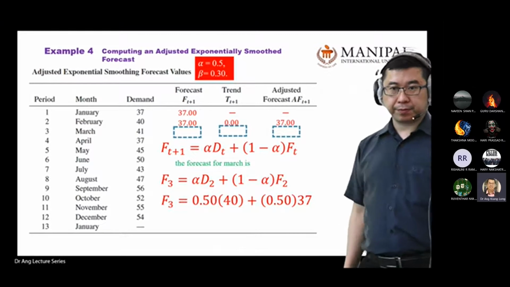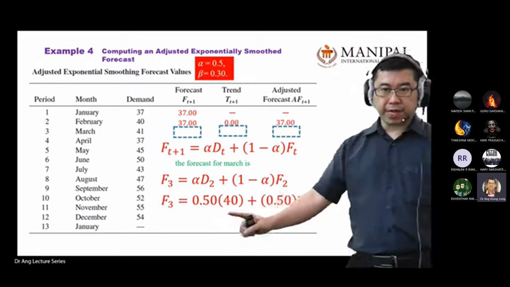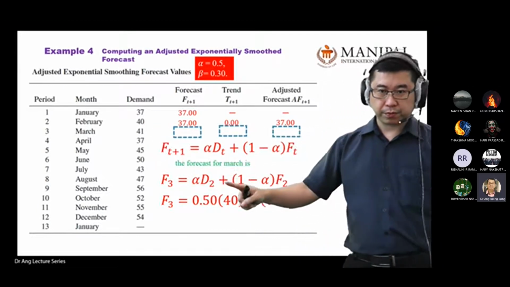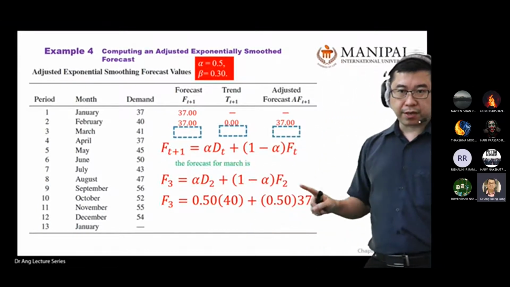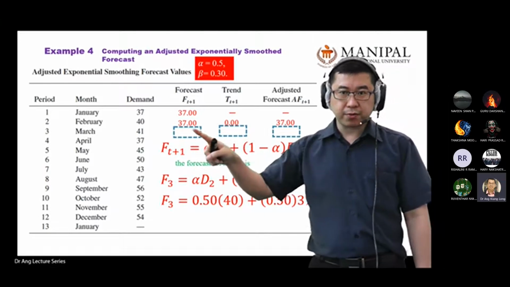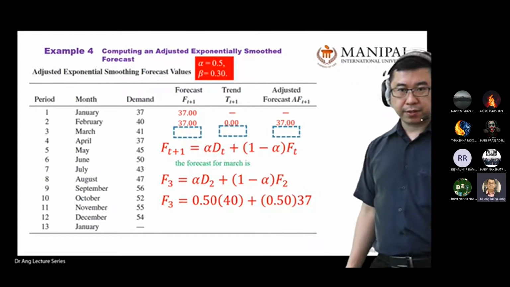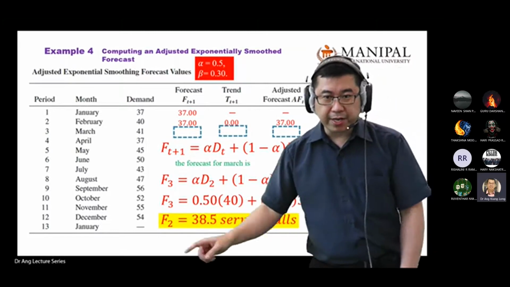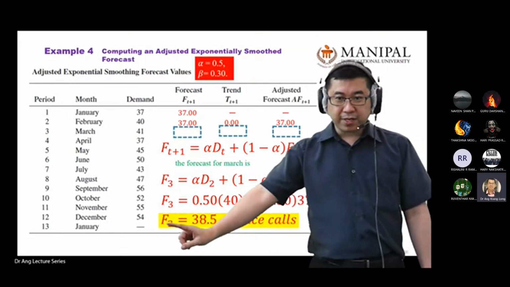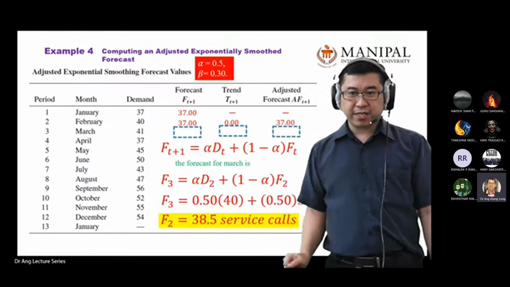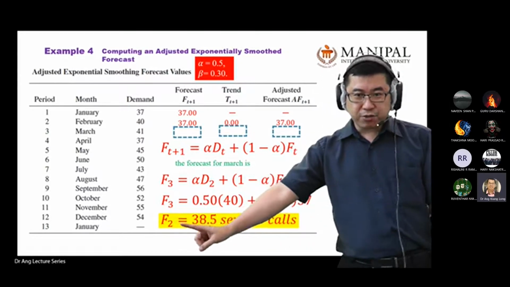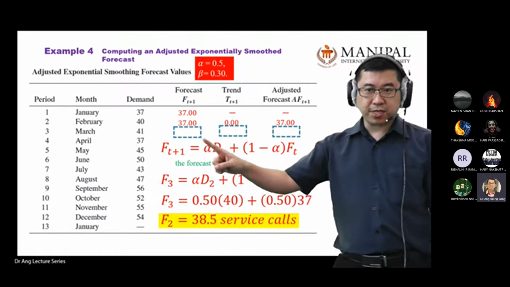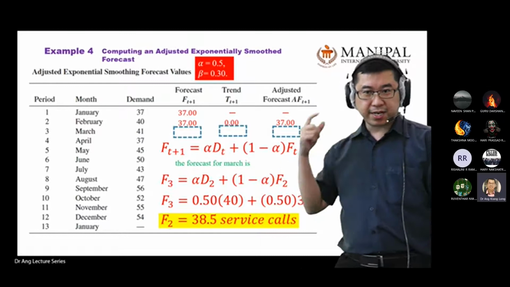Okay, the rest is substitution, like what you did just now. 0.5, 40, why 40? This is D2. Okay, F2, what is the F2? 37. Sorry, typo error, it's not F2, right? F3 equal to 38.5 service calls. So this is F3.